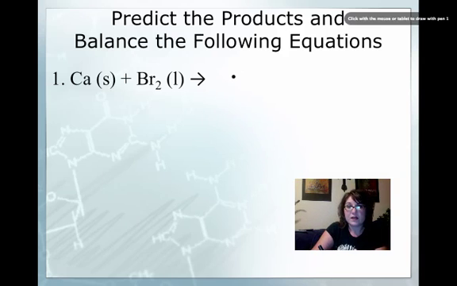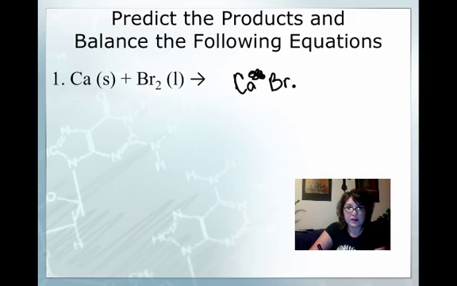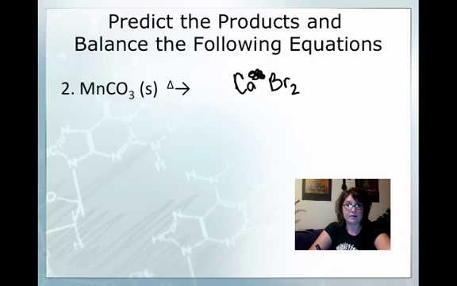An element that combines with another element. That's got to be a combination reaction. So let's use the charge. Calcium is a 2+, and bromine is a 1-. I don't want to write charges. I just want to use them. So I need 2 bromines for every 1 calcium. And that's already balanced. So that one is done. Piece of cake. Let's look at another one.